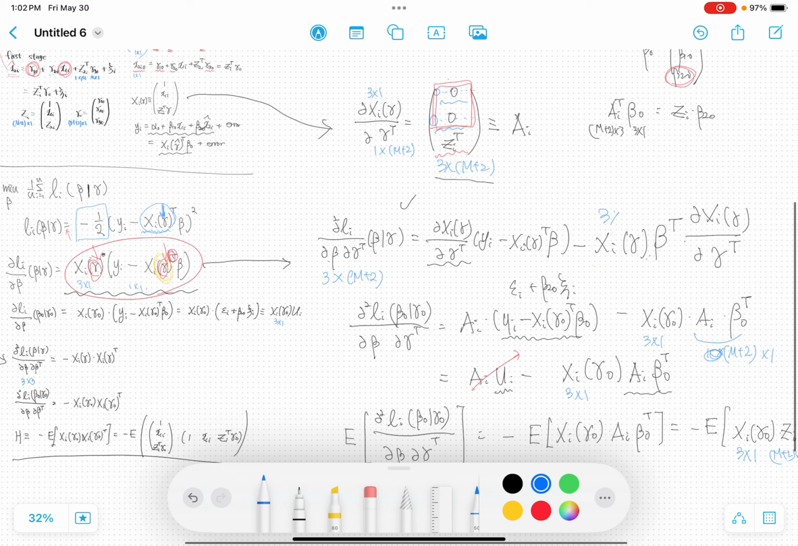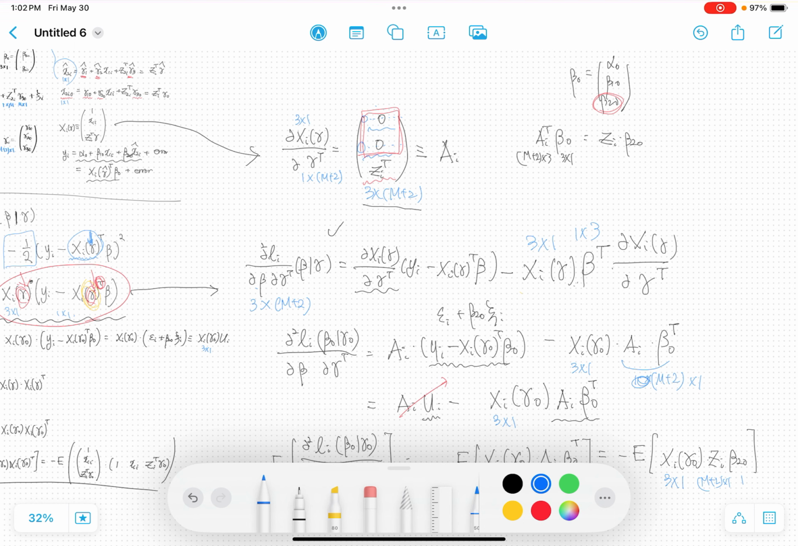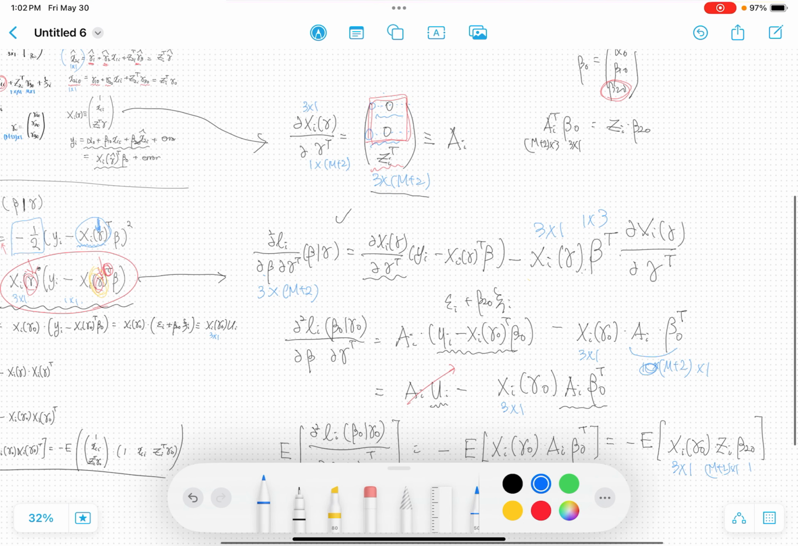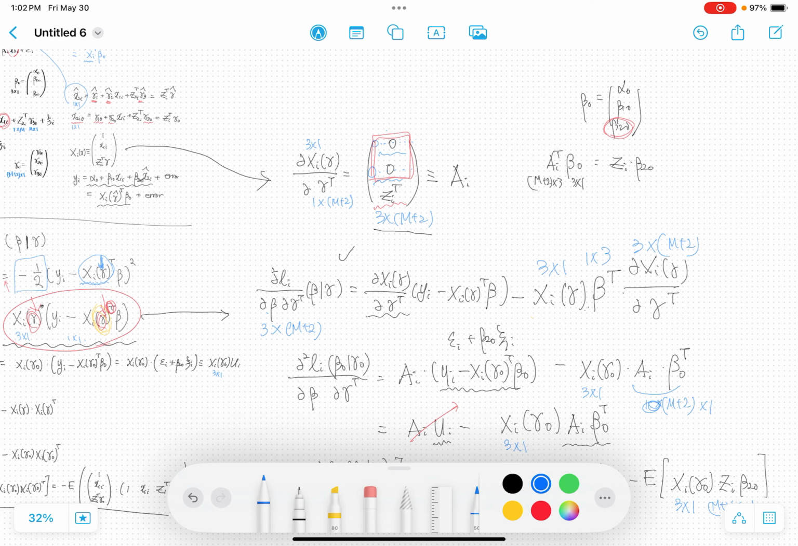Xi is 3 by 1, beta is 3 by 1 but transposed it is 1 by 3, and xi differentiated with respect to gamma is 3 times the gamma dimension, m plus 2. Okay, this is right. Everything was my mistake. Sorry about that.